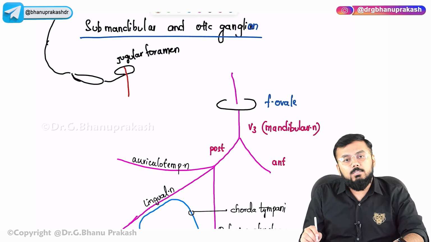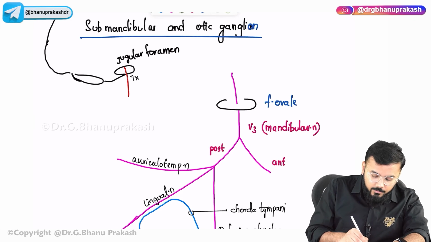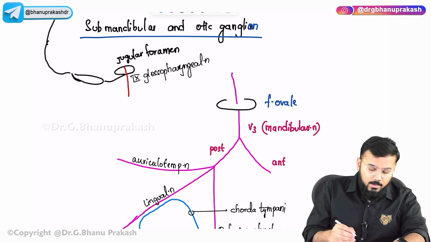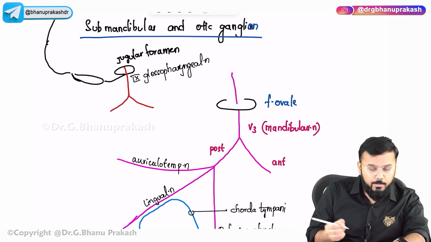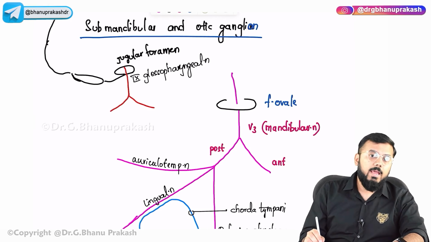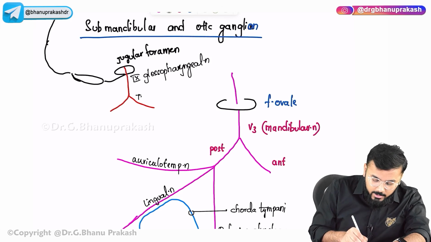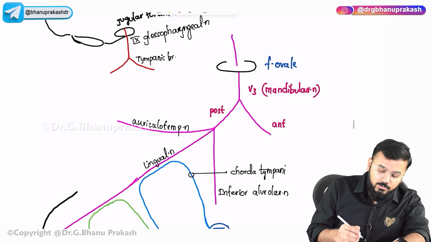This is your ninth pair of cranial nerve, that is your glossopharyngeal nerve. Now this ninth pair of cranial nerve, the glossopharyngeal nerve, will divide into two branches. Okay. Now one branch is called the tympanic branch. So this branch over here is called the tympanic branch.